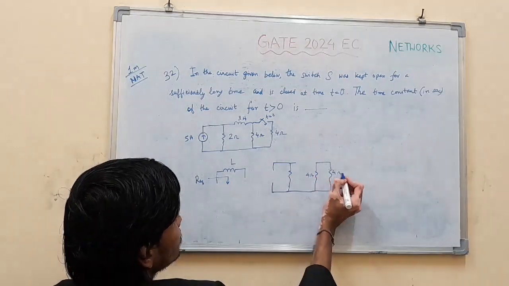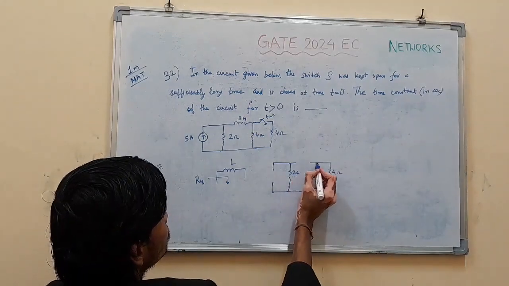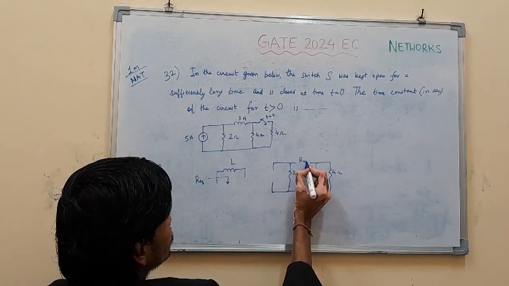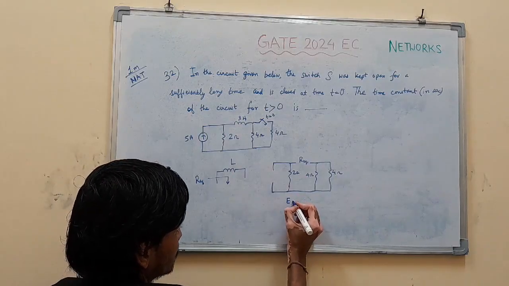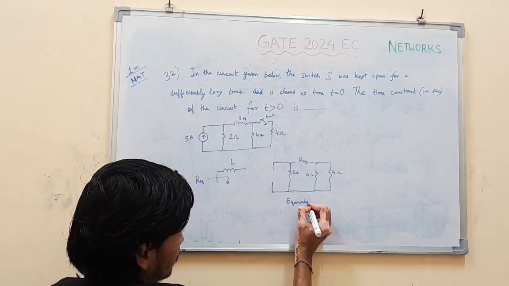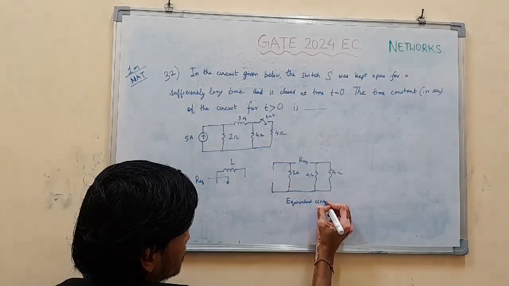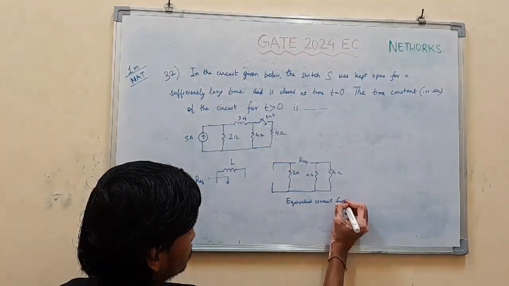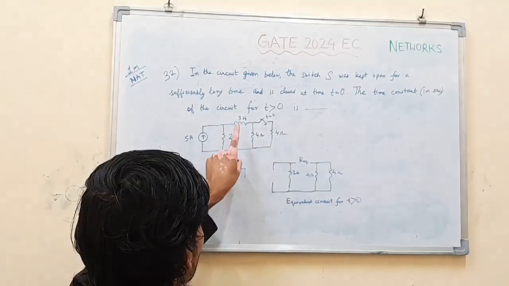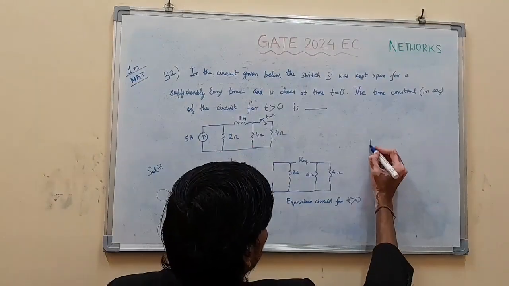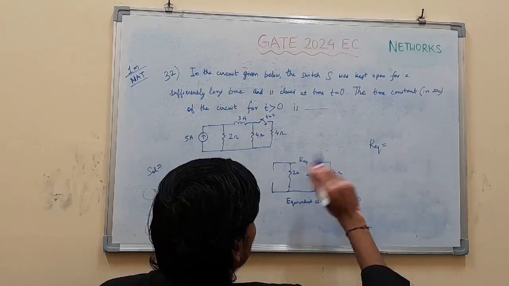This is the equivalent circuit. We need to find R equivalent across this inductor. Equivalent circuit for t greater than 0. So basically, you have to find R equivalent across the 3 ohm inductor. R equivalent will be what?